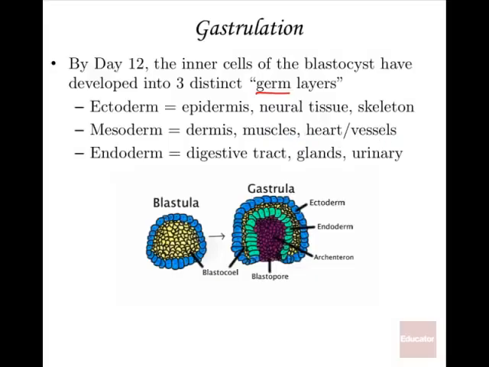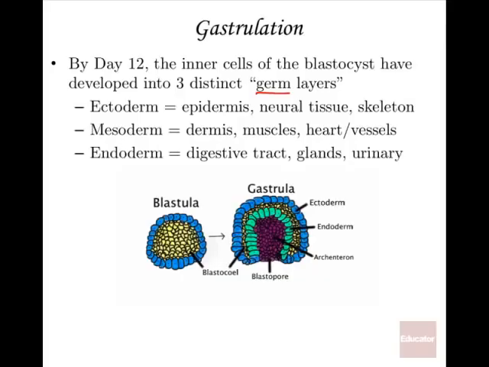And finally, the innermost part next to this cavity, this space here that they call the blastopore. And actually, the archenteron is the term for this. The blastopore is just the opening into the archenteron. My apologies. But the endoderm, you get the digestive tract, a lot of different glands, and the urinary system.